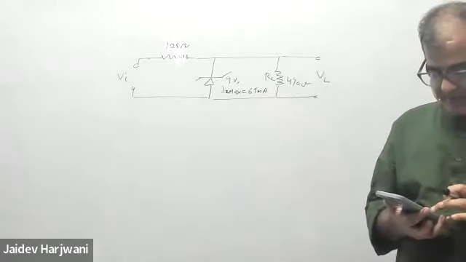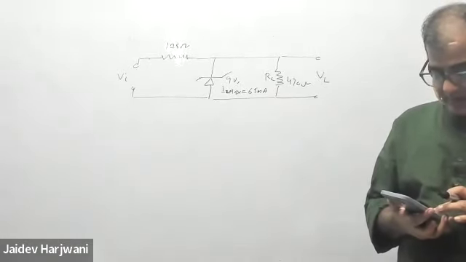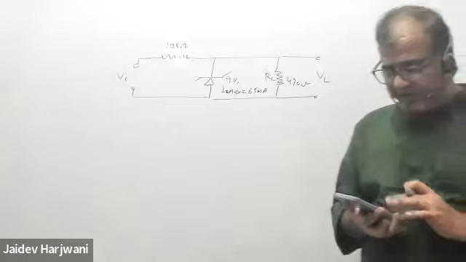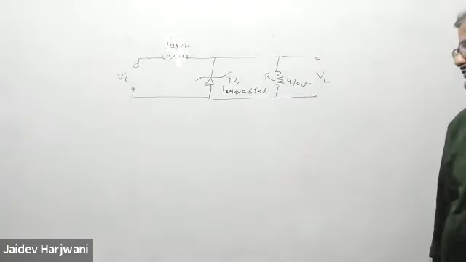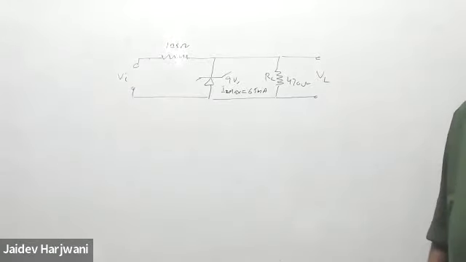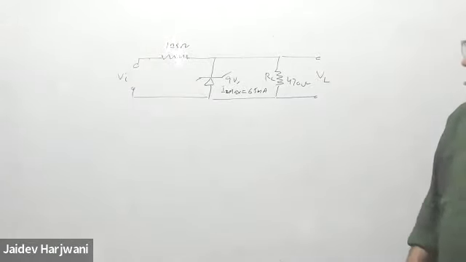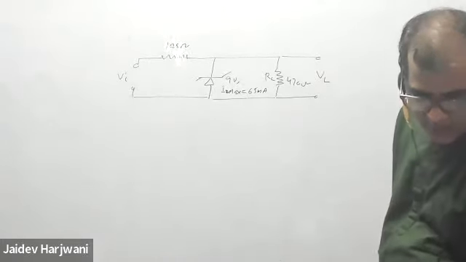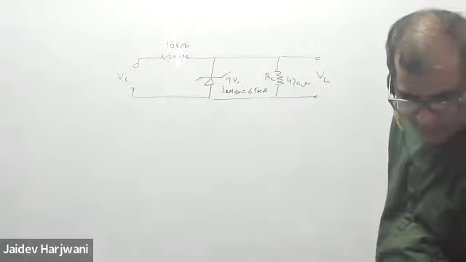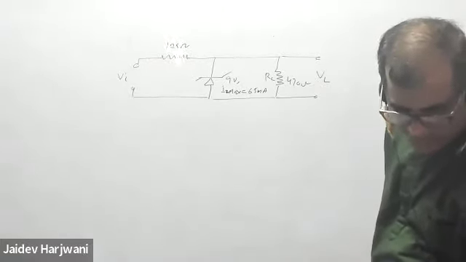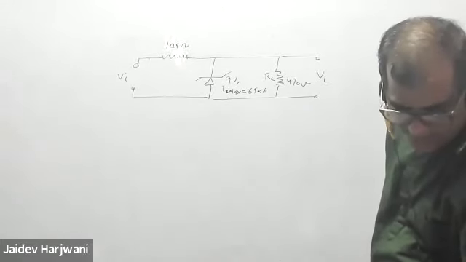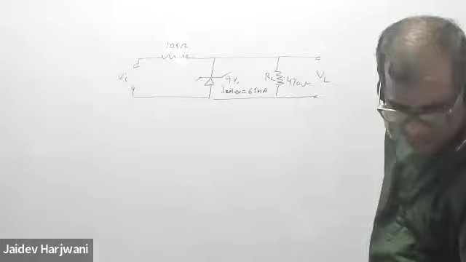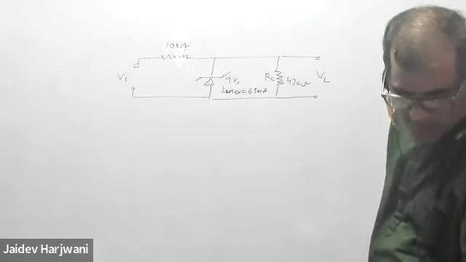So the question is saying, what is the maximum and minimum value of V input? So what is the definition for V minimum? How can I find V minimum? Anshuma, Aparna, how can I find V minimum? What is the V minimum? Can anyone tell me? Shreya? So that the diode will be in the reverse biased.